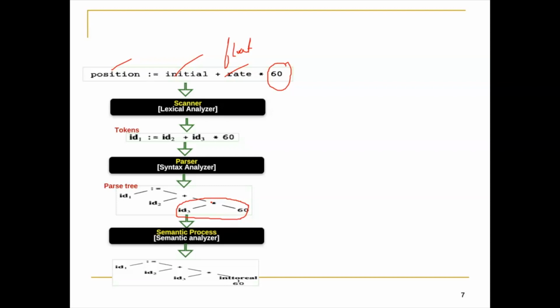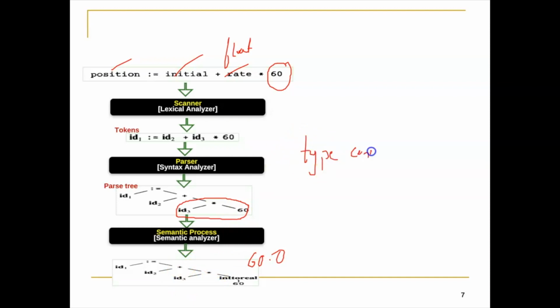For example, here it's not that difficult for the compiler to convert the integer number 60 to the real 60.0. You can use some inbuilt function like into real of 60 to convert 60 to 60.0. So now id3 is a real variable and 60.0 is also a real value. So now the issue is resolved, and this is what we call type conversion, right?